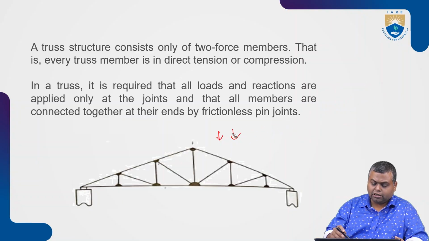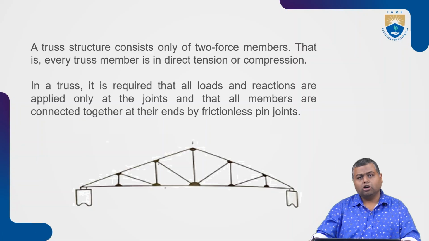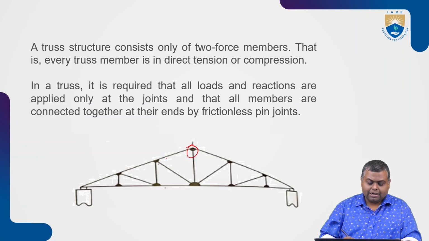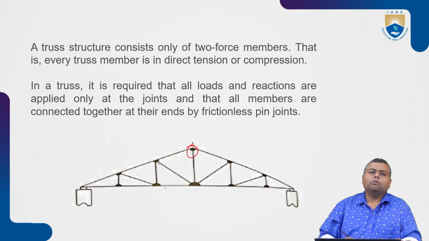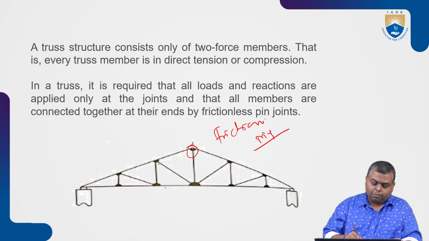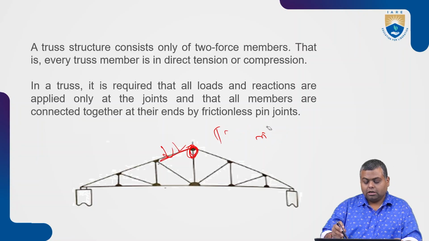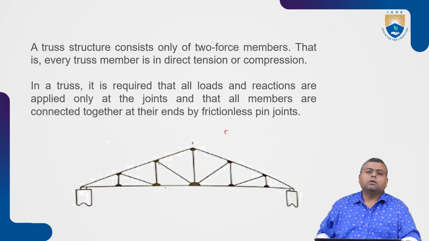In a truss, it is required that all loads and reactions are applied only at the joints. Joints are nothing but these pins, connected at their ends by frictionless pin joints. So whatever we learn in trusses will be without any friction. That is called the frictionless type of pin, where the body will not have any friction when it is under load. So let us see the stiffness matrix for the truss element.